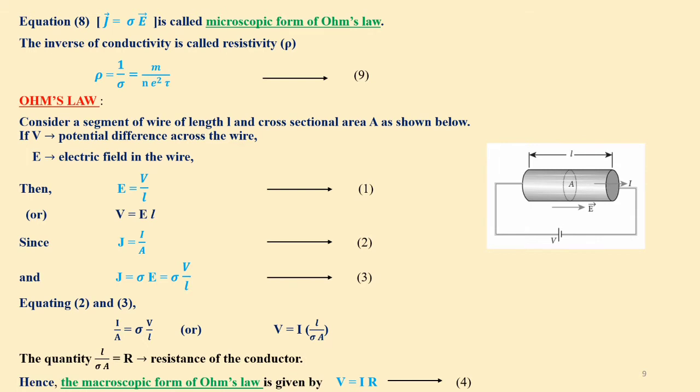So you must be knowing that in this equation, except the current I, the other factors in the bracket, namely the length of the conductor L, sigma, the conductivity of the material, and A, the area of cross section of the wire, are all constants. Therefore, the quantity L by sigma A is equal to capital R, and it is called the resistance of the conductor. So we can write the above equation as V equal to I into R. Hence, the macroscopic form of Ohm's law is given by V equal to I into R. This is equation 4.